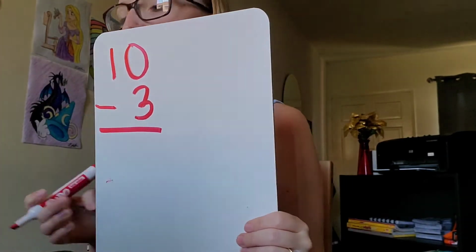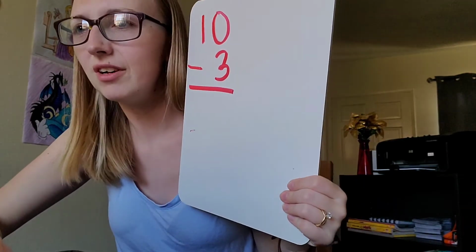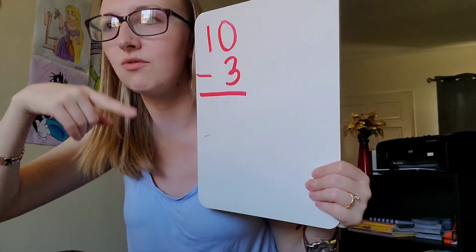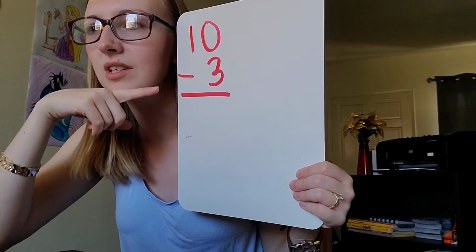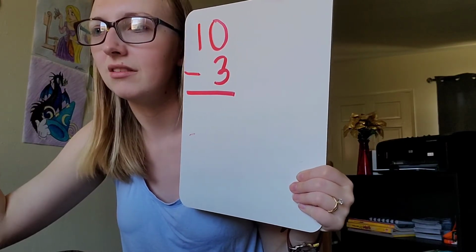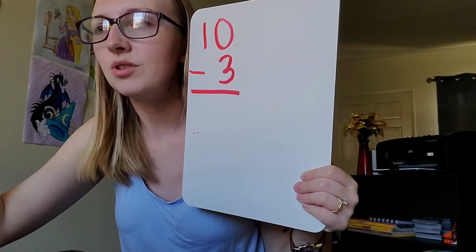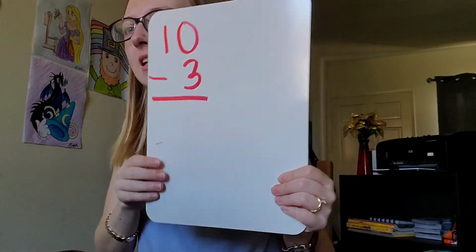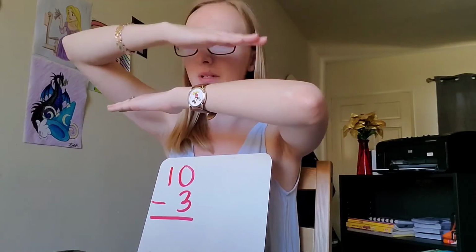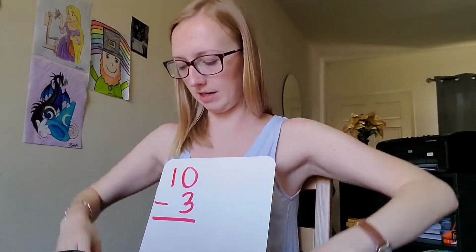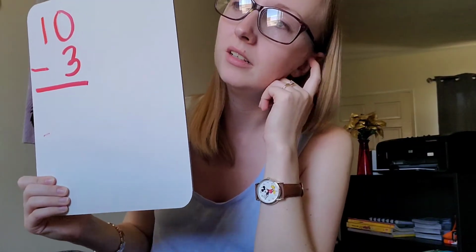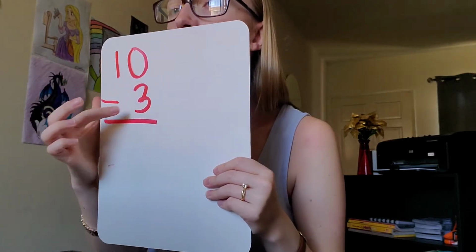Now this looks different, but it's the same as if I wrote it sideways. This is just vertical. I took that equal sign and I flattened it out. Because normally my equal sign looks like this when I go sideways, but when I go up and down, I just flatten it out and it makes it a really long line. So 10, take away 3 equals.